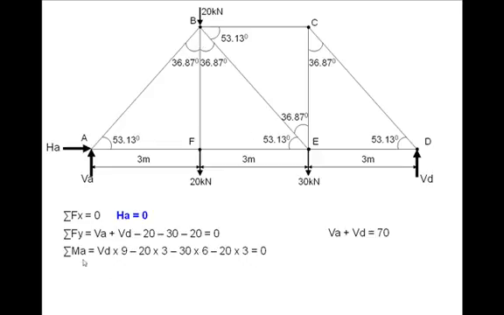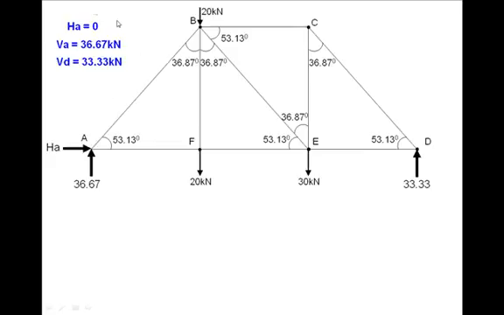Then we take moments about A of all these loads, including this reaction. What we get is VD into 9, this 20 into 3, this 30 into 6, and this 20 into 3. We have taken clockwise sense as negative and anti-clockwise sense as positive. The last equation enables us to work out VD, and if you substitute it in the earlier one, you get VA. Thus the first task is completed; we have worked out all the external reactions.